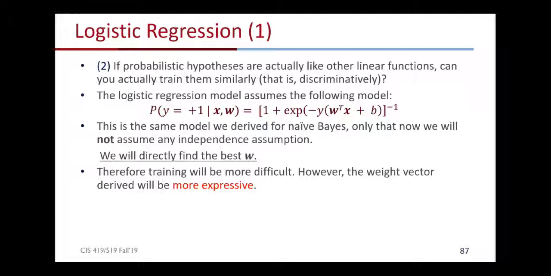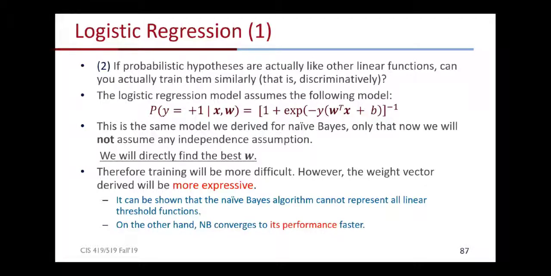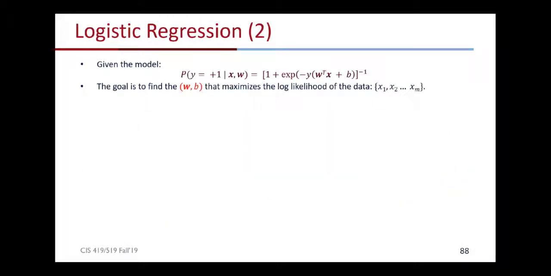Training is going to be more difficult because, unlike computing the p_i's and the q_i's, we'll have to work hard to find the best W on our data. On the other hand, it's going to be more expressive. It will not have this limitation that not all linear functions can be expressed. How do we drop this assumption? We've actually seen it many, many times. We now have a function which we can treat as our objective. Let's find the best W for it. So given this model, the goal is to find W and V that maximize the log likelihood of the data.